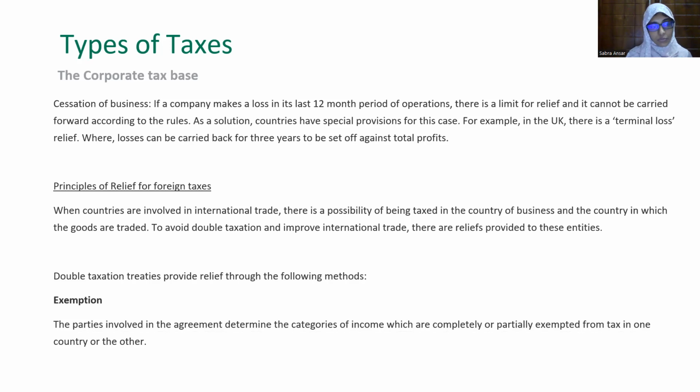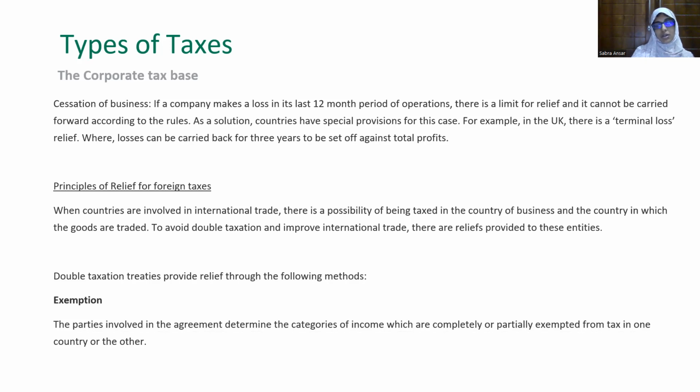Okay, so now we will move forward toward principles of relief for foreign taxes. Now when countries are involved in international trade, there is a certain possibility of being taxed in that particular country of business and the country in which the goods are traded as well. So to avoid double taxation and to improve international trade, there are certain reliefs that are provided to these kinds of entities. Okay, so double taxation treaties provide relief through different methods.